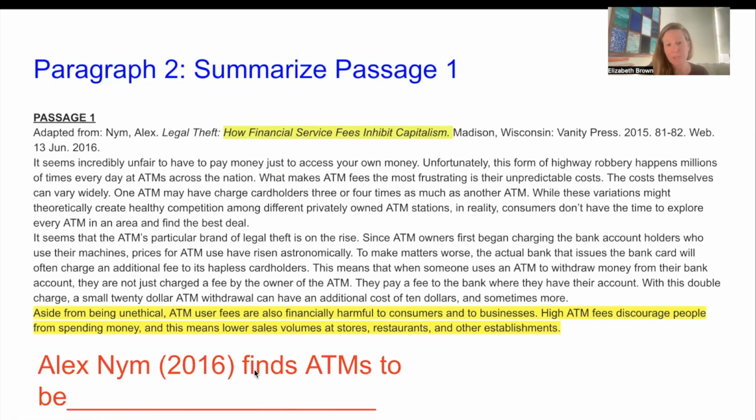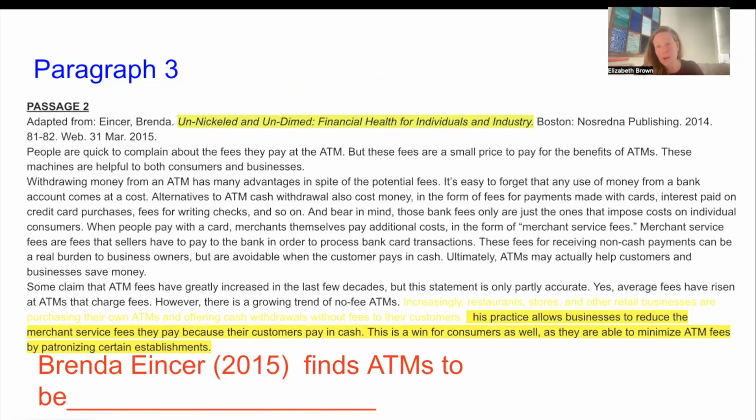So now what I'm going to do is use the sentence starter. Alex Nim, 2016, finds ATMs to be harmful to consumers and businesses. And then I will summarize the rest. Next, in paragraph 3, I'm going to summarize passage 2. So I'm going to do the same thing. I'm going to read the title of the article and get a sense of how the author feels about that topic. And I'm going to read the last few sentences.